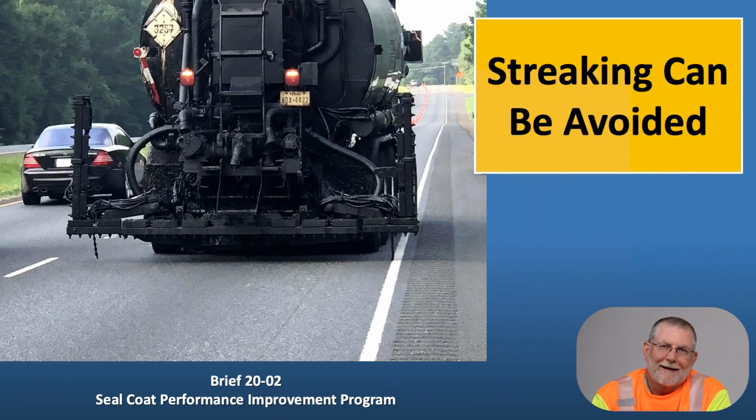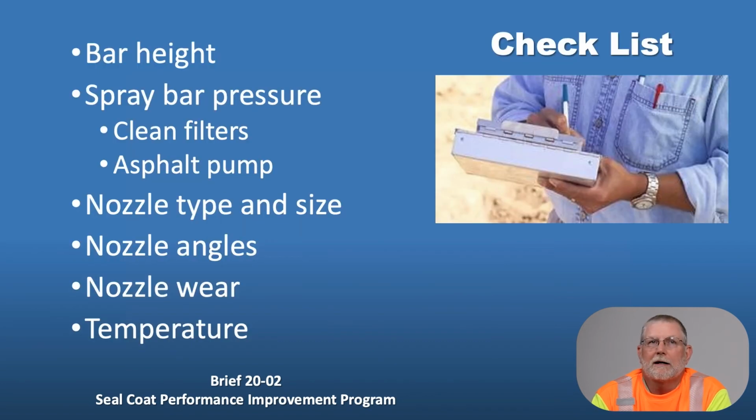So prevention. Can we prevent streaking? Yes, streaking can be avoided. So how can it be avoided? Mainly through inspection. We got a checklist here. Check your bar height, your spray bar pressures, and as an inspector, how do you inspect that spray bar pressure? Well, one, you need to put that on the contractor, make sure he's cleaning his filters, but you can visually inspect the asphalt pumps. If you see asphalt dripping from these pumps, you need to get with your contractor and have him look into this for you.